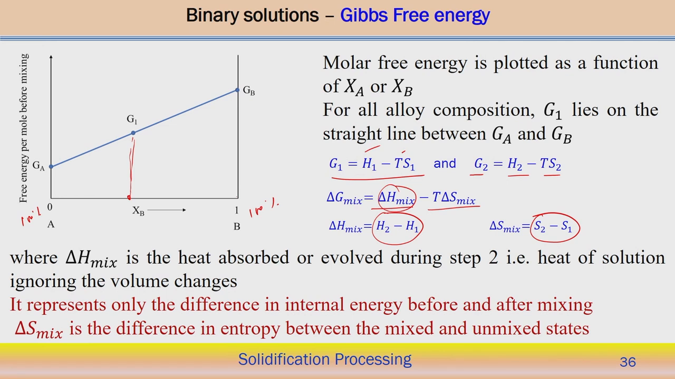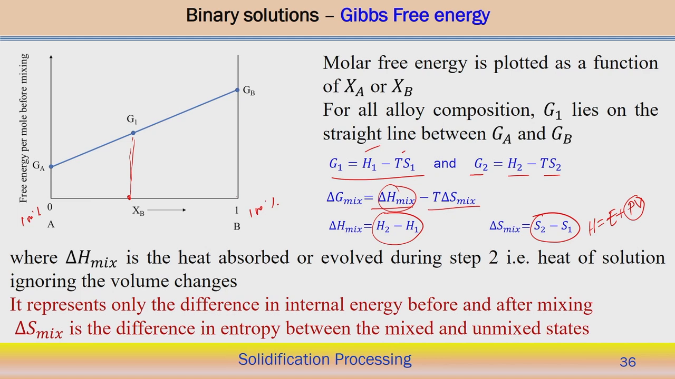Now, when we are considering there is no change in the volume, the expression represents only the difference in the internal energy, because enthalpy H equal to internal energy E plus PV. There is no volume change at constant pressure, so the change of enthalpy is equivalent to the change of the internal energy. So, it depends on the difference in the internal energy before and after mixing. That is the interpretation of delta H mix.